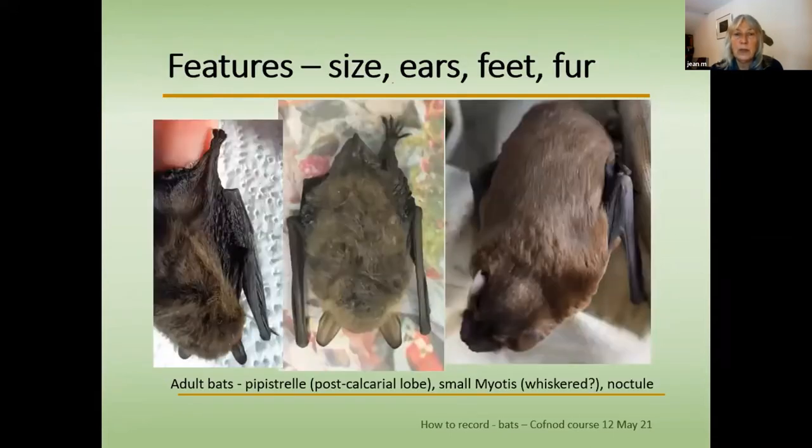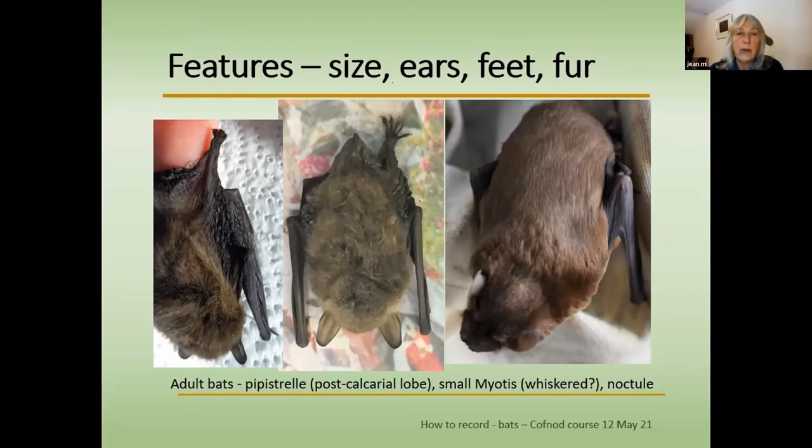And then if you do happen to see one, if you've found an injured or a dead bat, these are the sort of features to look for. And there is a submission system for submitting dead bats that are found. So if you do find one, get in touch with somebody fairly quickly and we can tell you how to submit the sample.